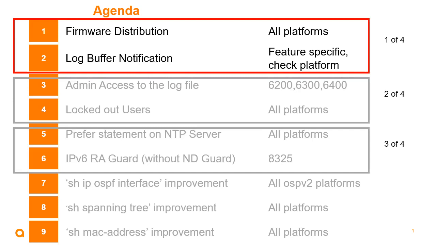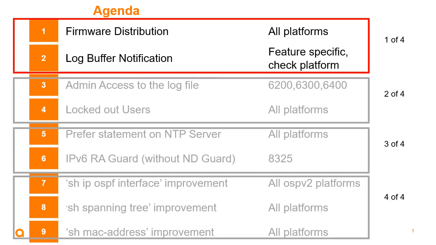And then 3 of 4, prefer statement on NTP server and the IPv6 RA guard, specifically affecting the 8325, is on 3 of 4. And we shall finish off with some enhancements to some specific show commands. So this is one of 4. So we'll go straight in and run with firmware distribution and log buffer notification.